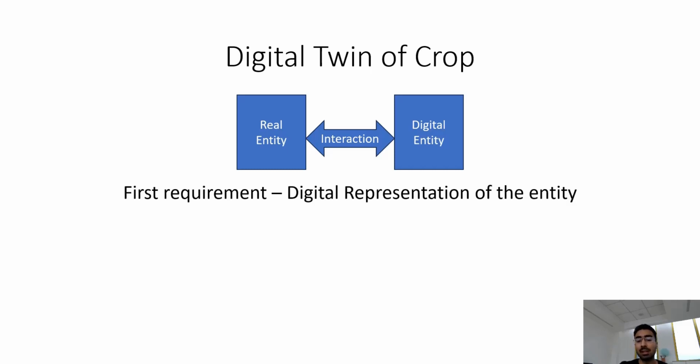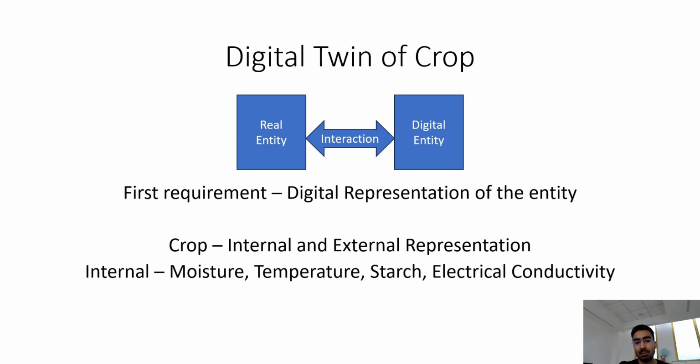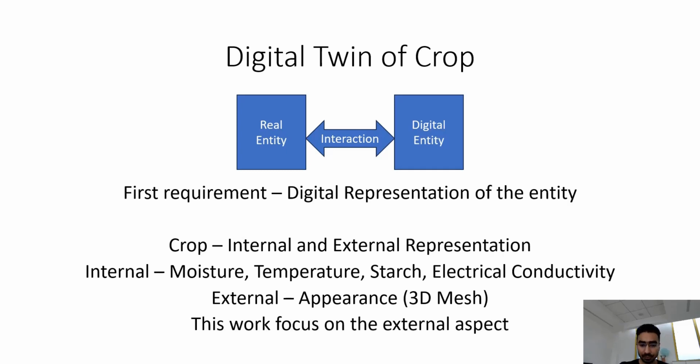Now, for crops, we can have two of those, internal and external. In the internal representation, we can include things like moisture, temperature, starch content, and electrical conductivity of the crop. Whereas for external, we can have appearance or 3D mesh. And our work focuses on the external aspect.